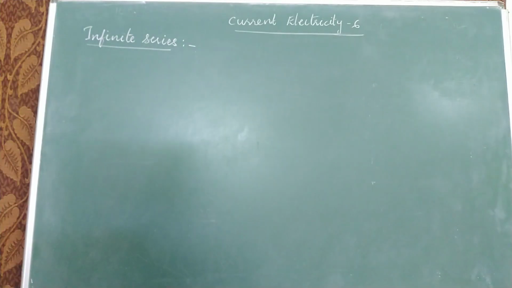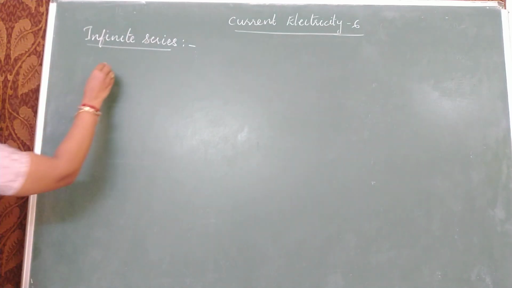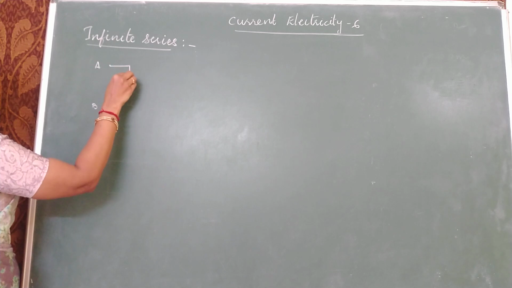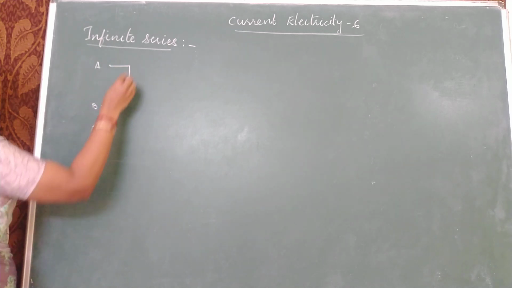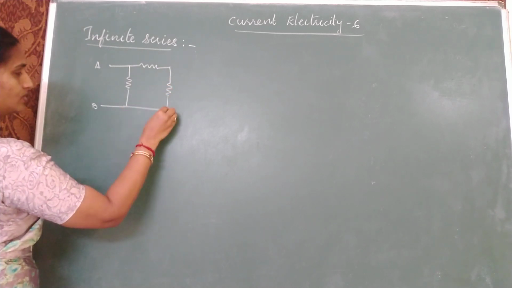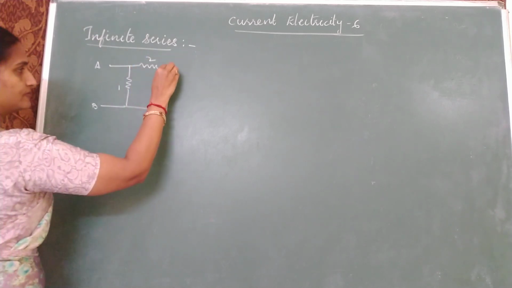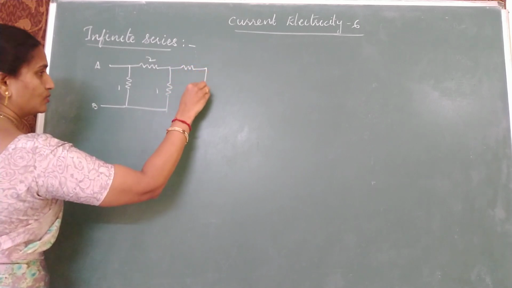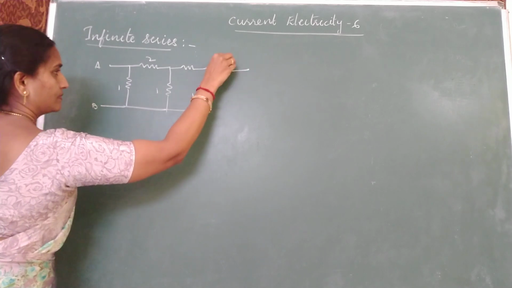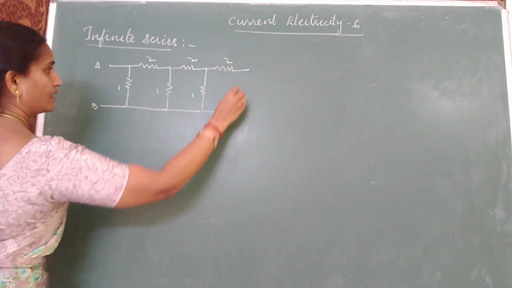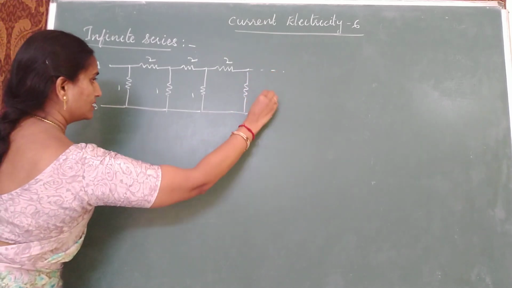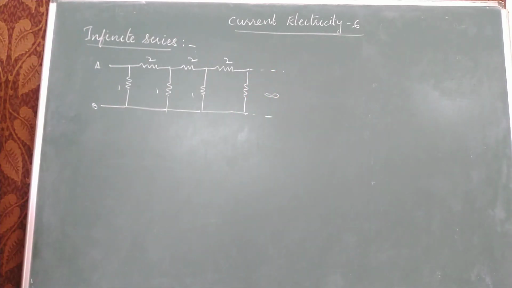Say you have a network of resistors. This is A and B, which is continuously repeating. I'll call this 1 and 2, 1 and 2, and this is going to continue up to infinite branches.